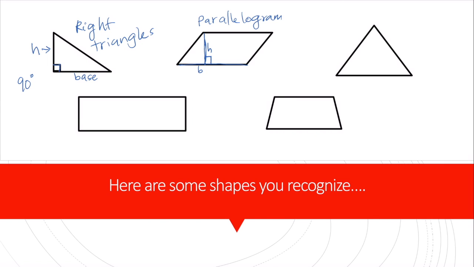In this case, this is a triangle. This is my base and this is my height. Why? Because this is going to make a 90-degree angle with the base. This is a rectangle, so this is the height and this is the base, and it automatically makes the 90-degree angle. And this is a trapezoid.